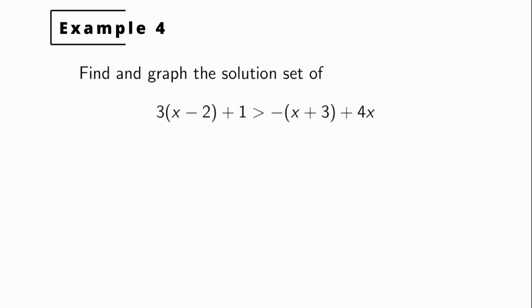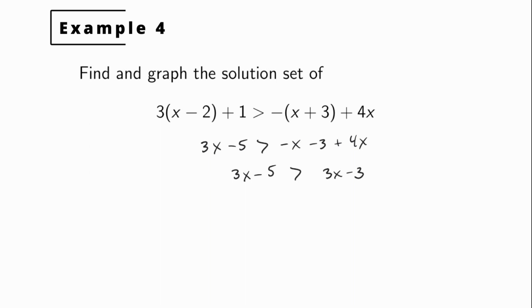Here's our final example. So again, we want to find and graph the solution set of this particular inequality. So we start by, again, simplifying both sides. On the left-hand side, we get 3x. When we distribute, we'll get 3 times negative 2 is negative 6, plus 1 would be negative 5. That is greater than, we distribute that negative sign, we get negative x. We're going to get negative 3, and then plus 4x. So if we simplify this, we'll get 3x minus 5 is greater than 3x minus 3.